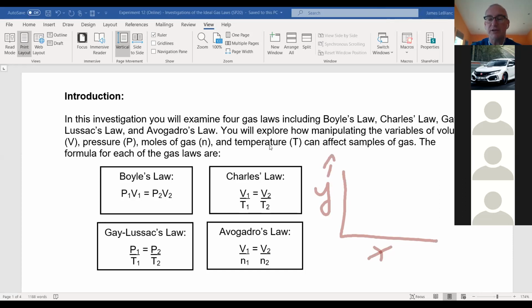So if we increase x and y also goes up, we can see that there's a direct relationship between x and y. And some of these we're going to see that it's not linear. And hopefully you should be able to explain why that is, okay? So let's have a look at the first reaction we're going to do.